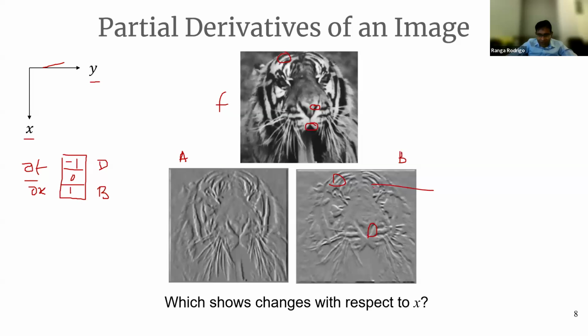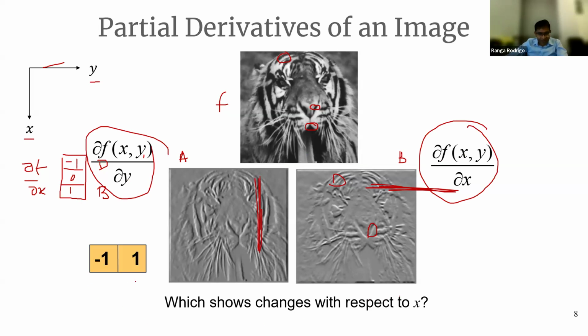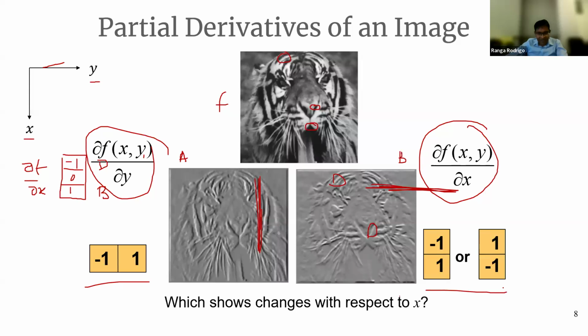This is emphasizing the horizontal edges. This is emphasizing the vertical edges. Okay. I hope that is clear to you. So this one is a partial derivative with respect to y. This is with respect to x. The answer is B. Okay. So to run this, you can run a kernel like that. To run this, you can run this kernel.